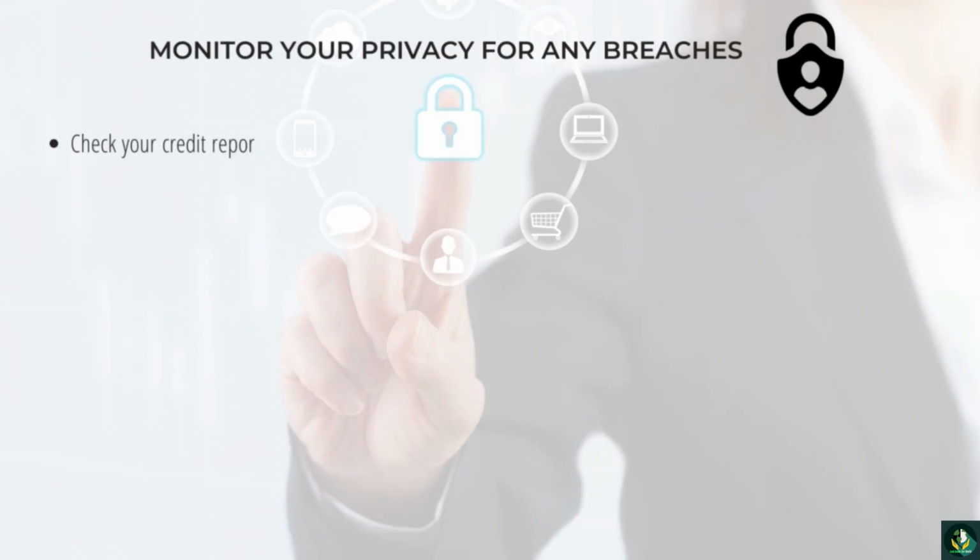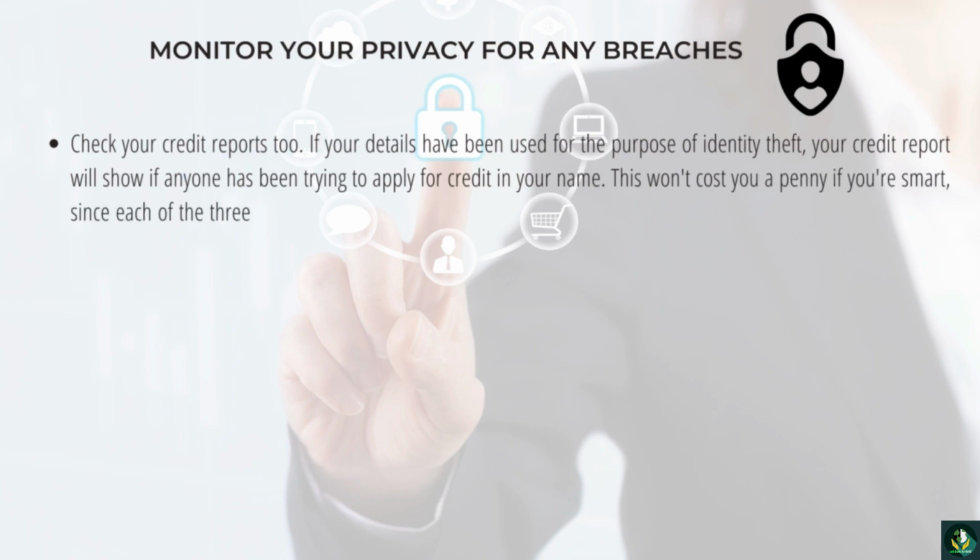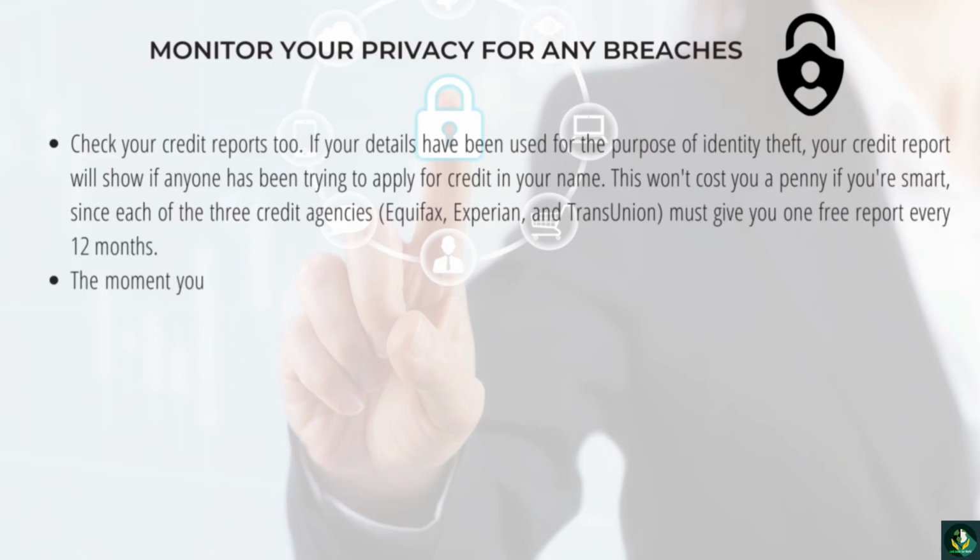Check your credit reports too. If your details have been used for the purpose of identity theft, your credit report will show if anyone has been trying to apply for credit in your name. This won't cost you a penny if you're smart, since each of the 3 credit agencies, Equifax, Experian, and TransUnion, must give you one free report every 12 months.